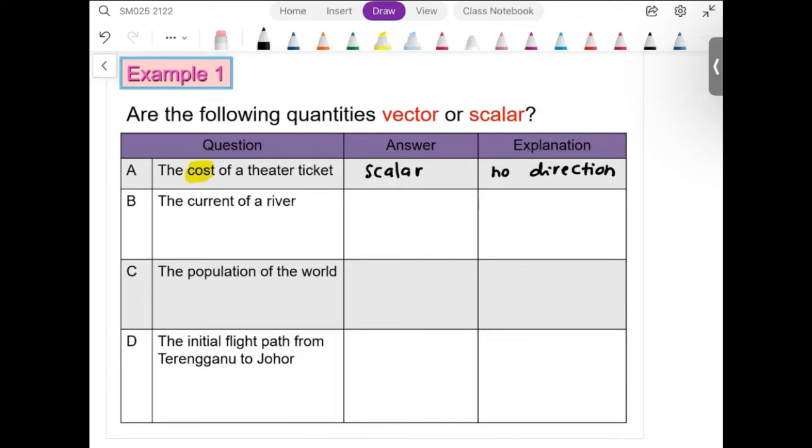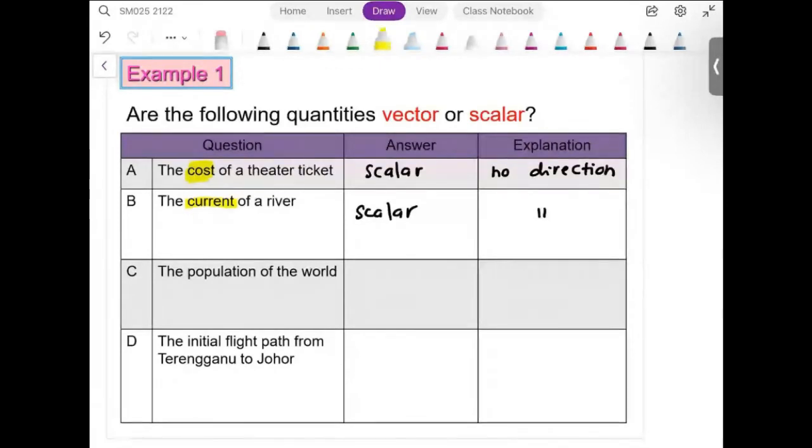Okay, next one. Current of a river. This is also scalar. Kenapa? Same reason, because there is no direction. But then kalau soalan tu tambah sikit. Current of a river that flow to the west side of the river. Current that flow to the right side. Macam tu, dia ada arah tuju nak pergi ke mana, utara, selatan ke timur, macam tu, then it will be a vector. Kalau macam ni dia tak ada mention langsung about direction, then it is a scalar.